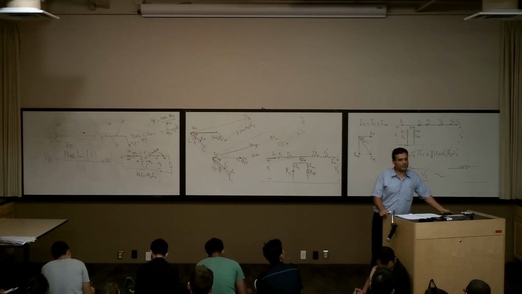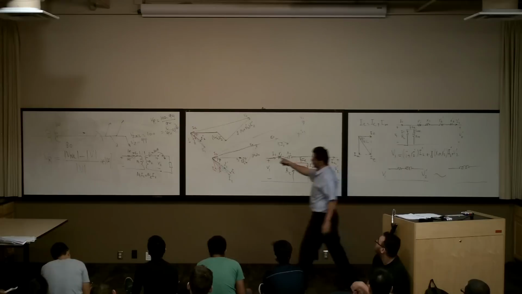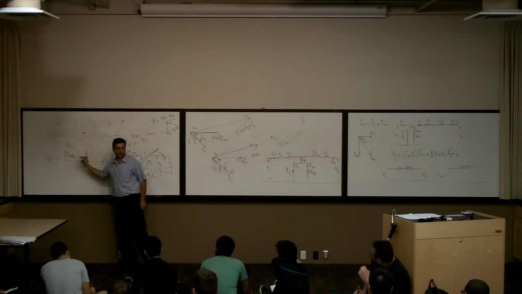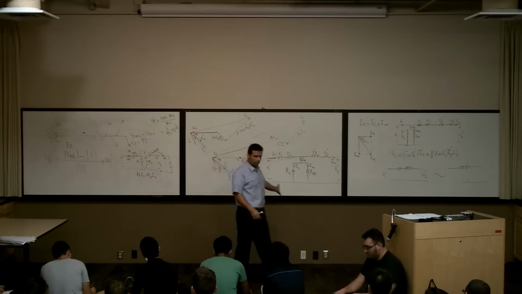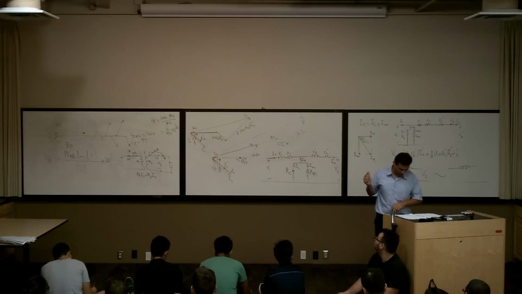What is the voltage regulation for an ideal transformer? Zero. Why? Because these two, they are the same, right? These two, they are the same. So basically, it's going to be zero. If you have a load or you don't have a load, V is going to be the same, right? So this is the definition of voltage regulation.